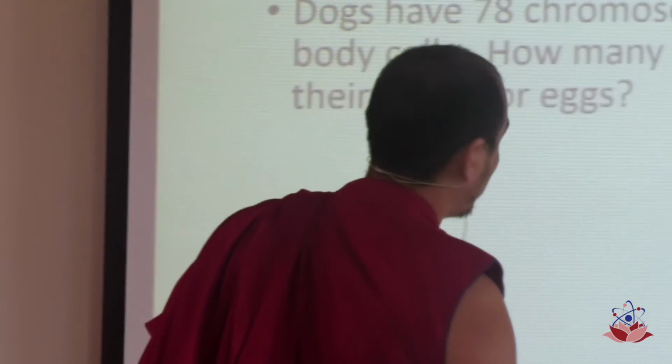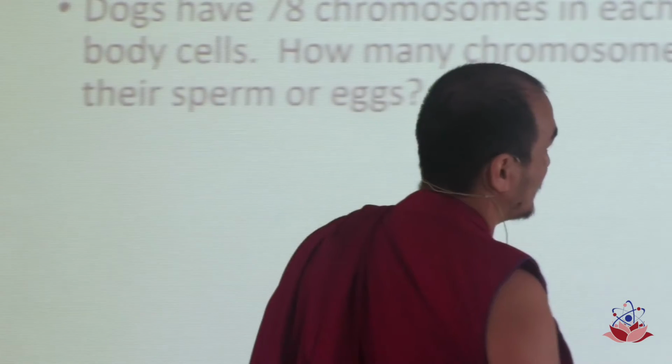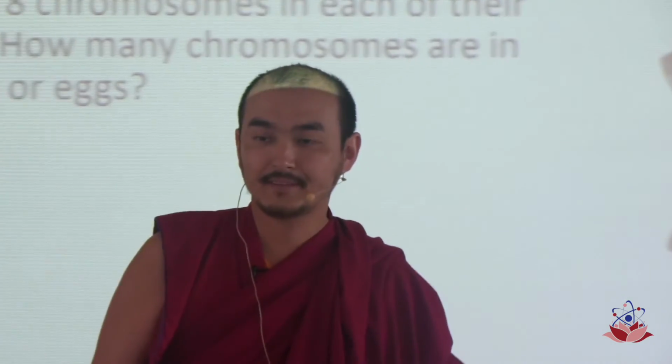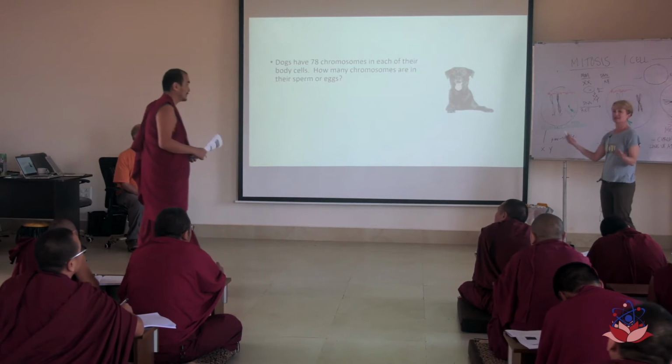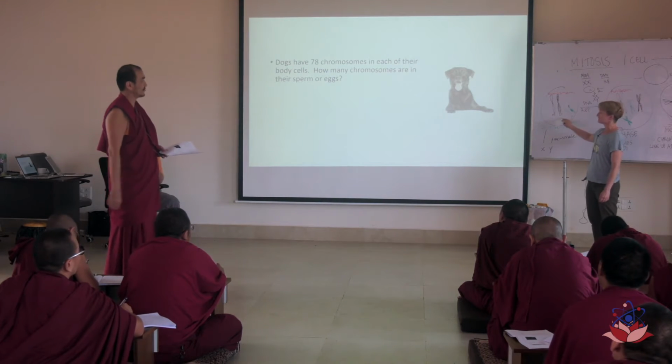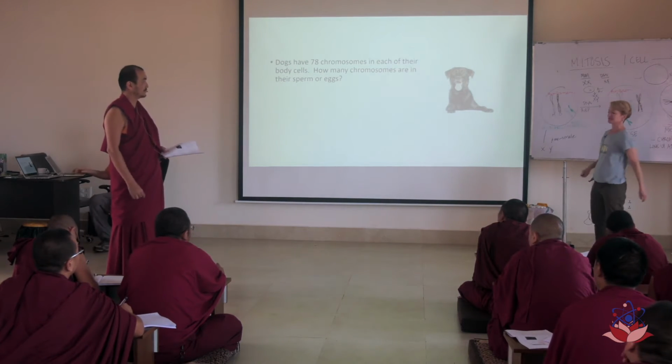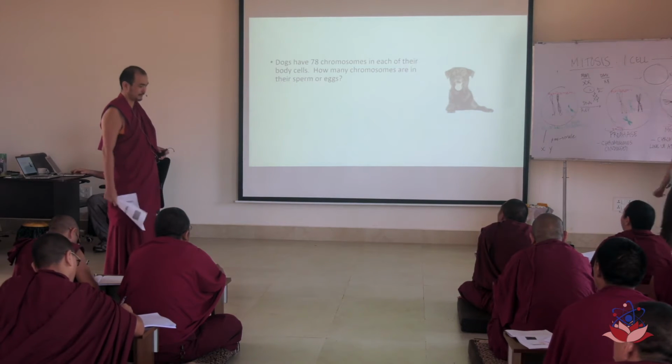So same number of chromosomes? Nope. 39, right? Our body cells have 2 copies of each chromosome. Sperm and eggs just have 1 copy of each chromosome.